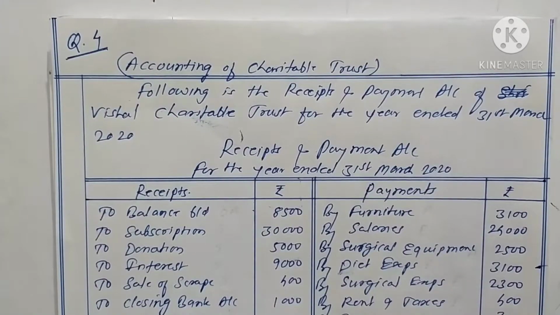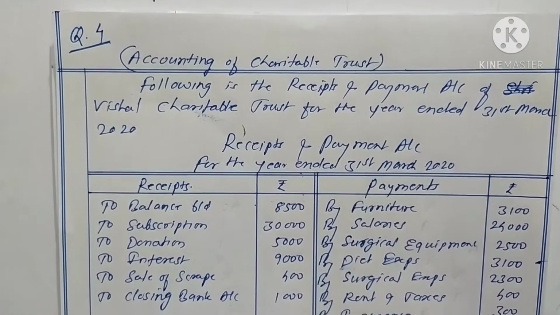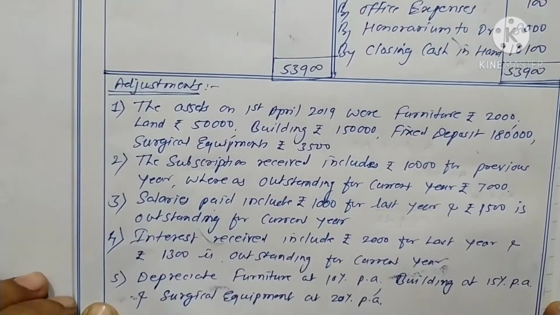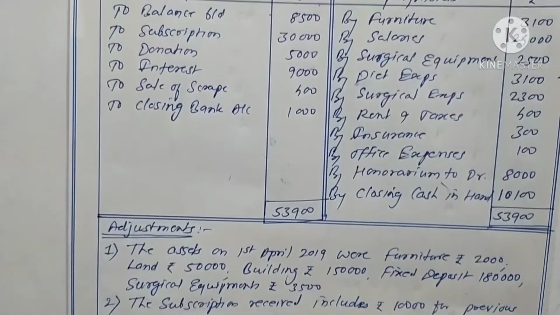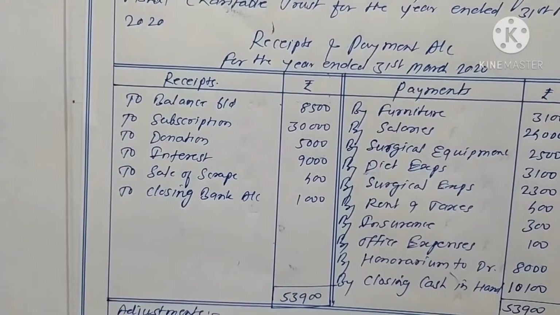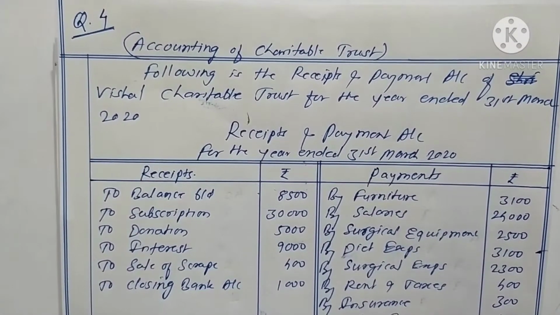Now we go to question number 4, accounting of charitable trust. Before that, we have to find out the capital fund. The capital fund in the adjustments is not given. Therefore, we have to find out the capital fund by preparing the opening balance sheet. Now, we read the question carefully and give proper placement of each item in the question.